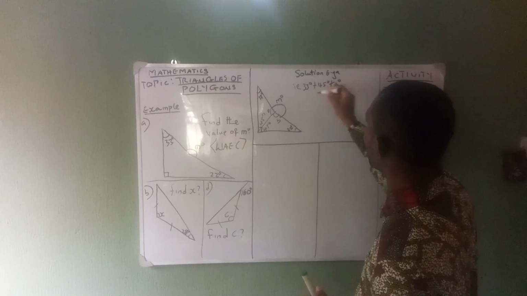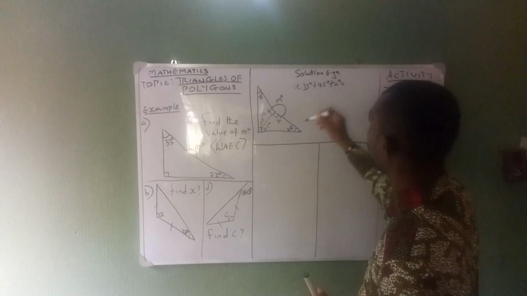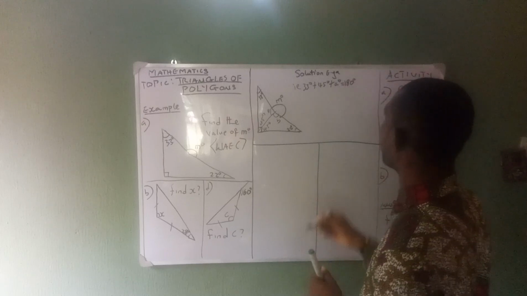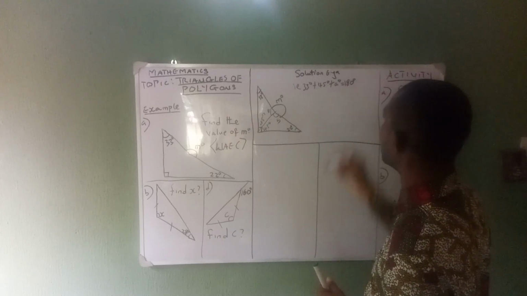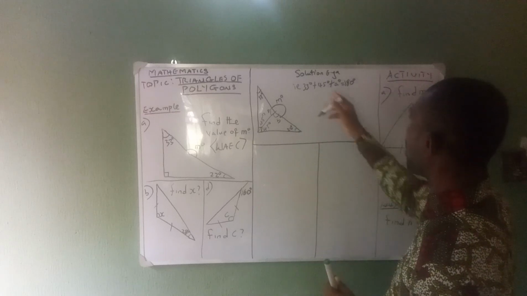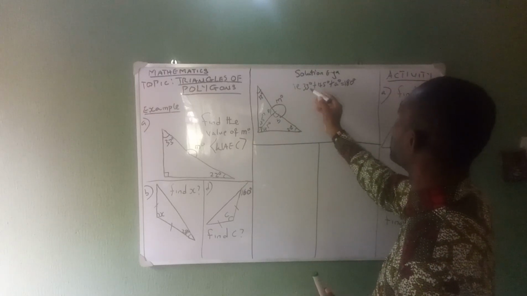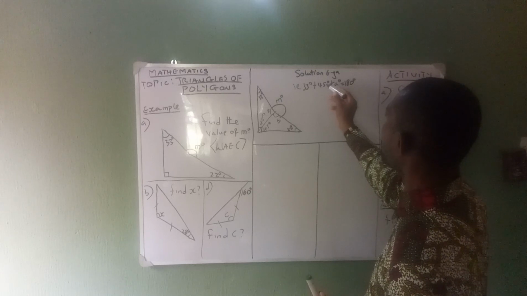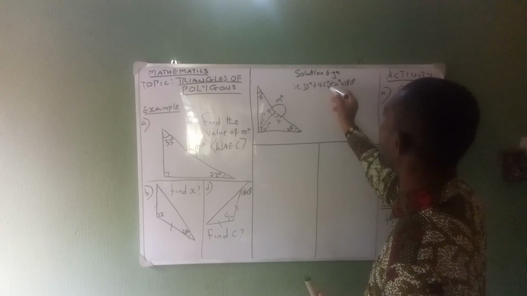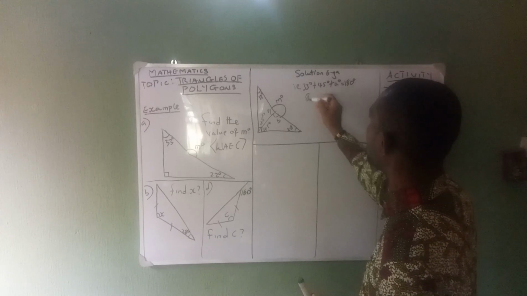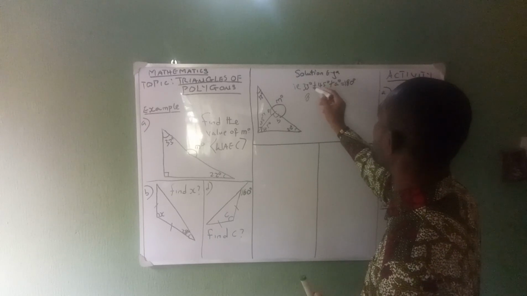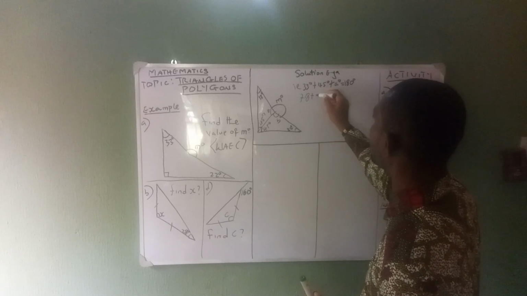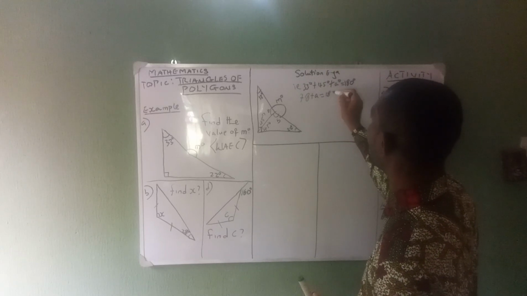So we have it that the sum of 33 degrees plus 45 degrees plus A degrees will give us everything equals to 180 degrees. 180 degrees is the sum of angles in a triangle. Now, when we add up these two things, 33 plus 45, we have 3 plus 5 is 8, then 3 plus 4 is 7. We have here 78 plus A is equals to 180.